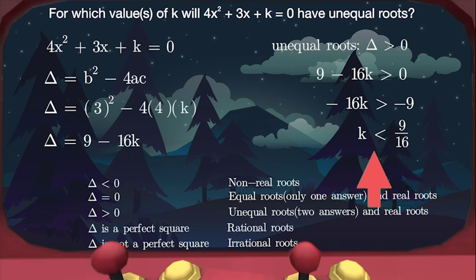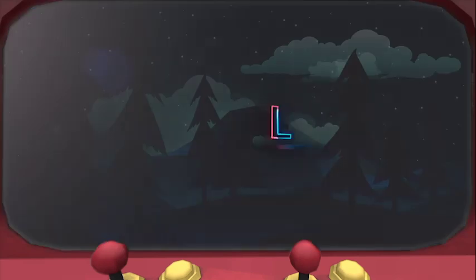So now we have that k is less than 9 over 16, and that answers the question. Because when k is any value less than 9 over 16, and then we work out x, we will see that it will have unequal roots. And that is all there is to it. Let's go and look at one more example.